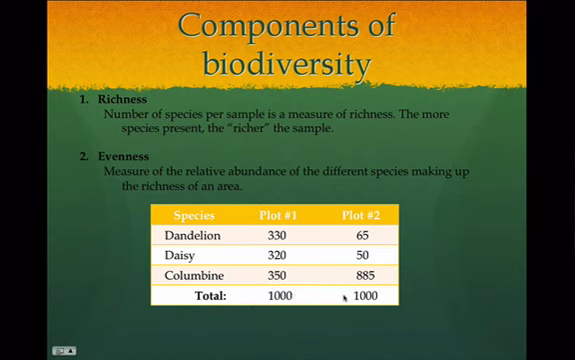Welcome to ESM 101 Lab. My name is Alex, and I'll be the graduate teaching assistant for this course. Basically, I'll be administering lectures, monitoring discussions, grading material, and fielding any questions or concerns you have for the lab section specifically. Evenness is basically the ratio of one species to another, or the relative abundance of the different species making up the richness of an area.